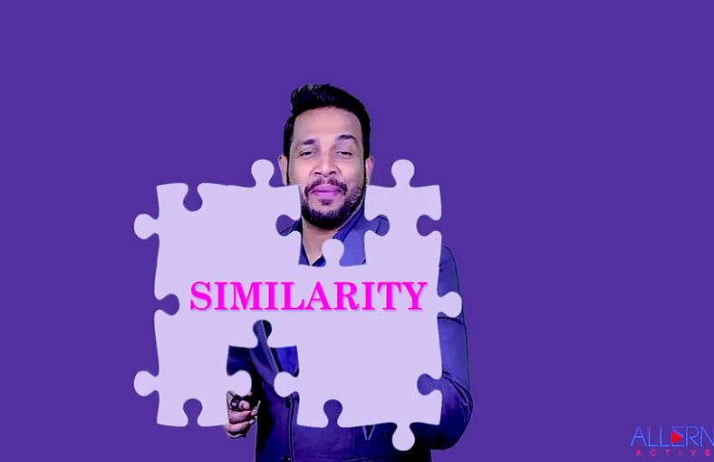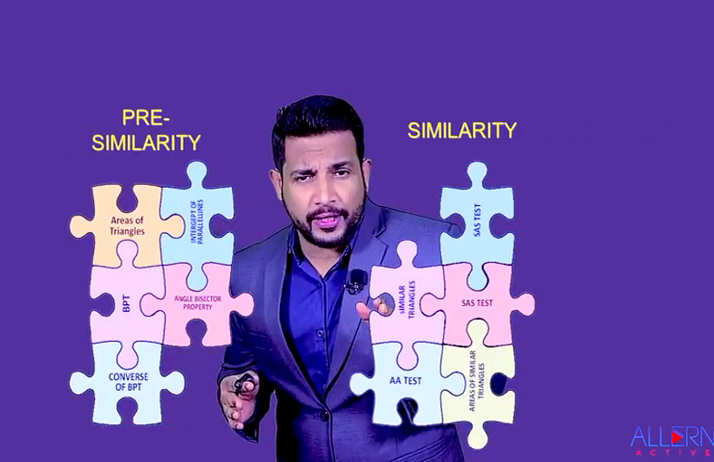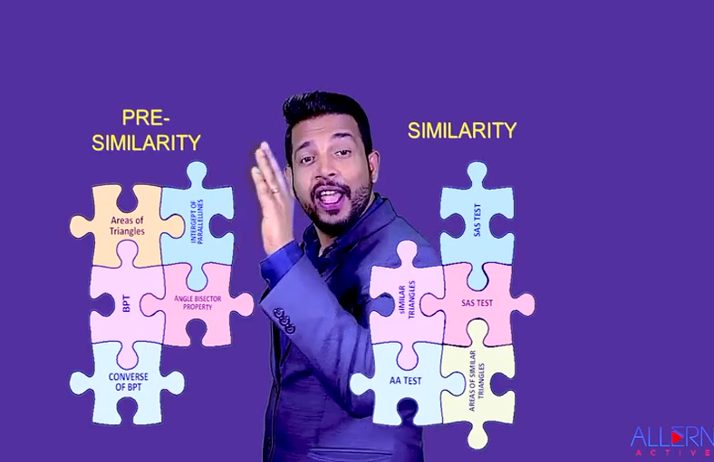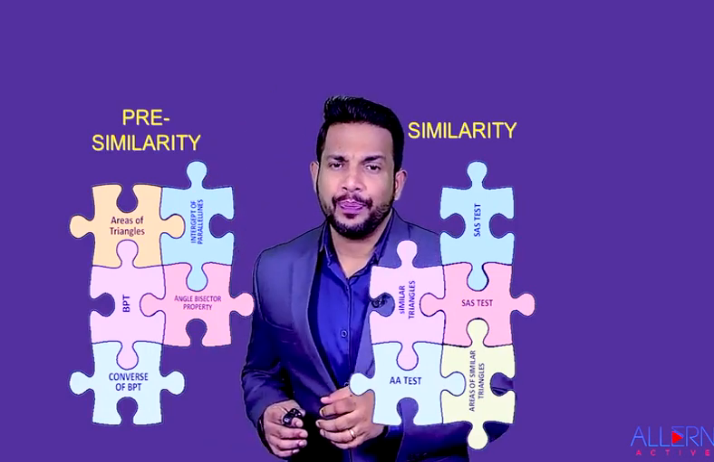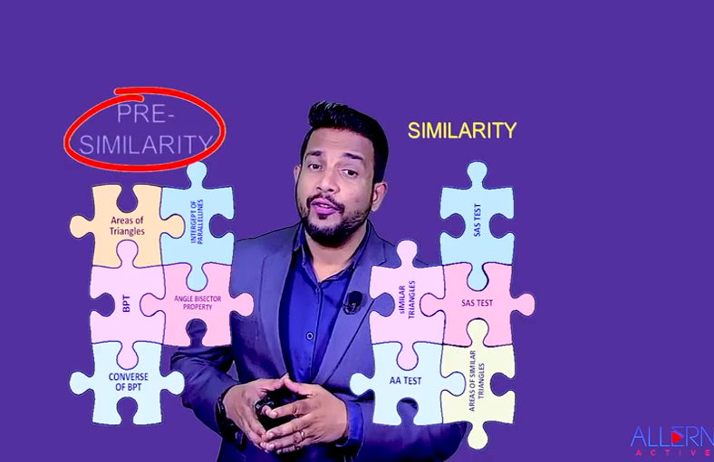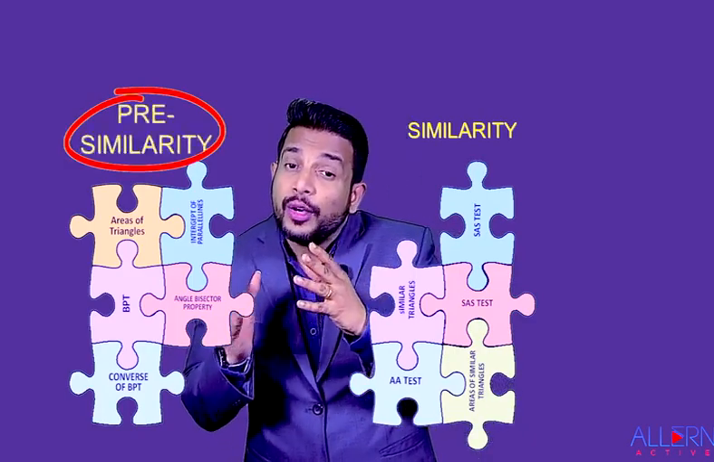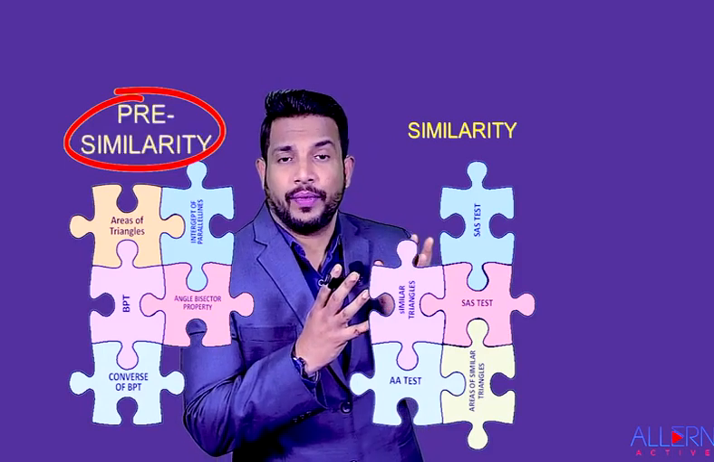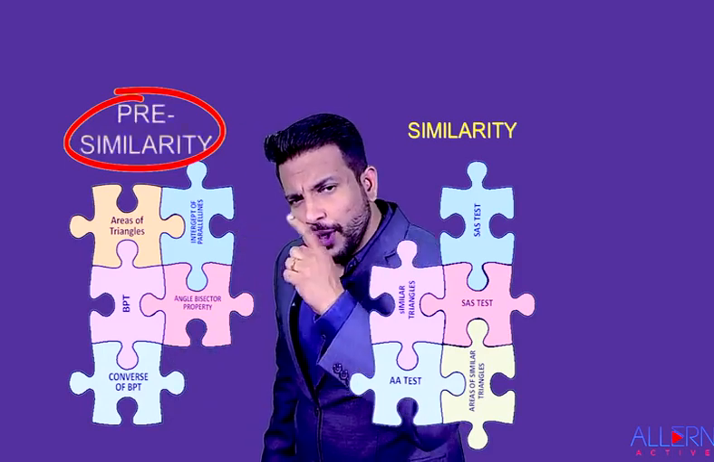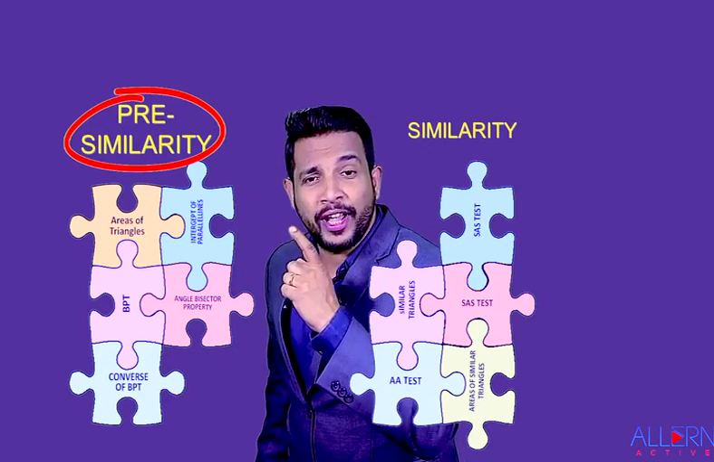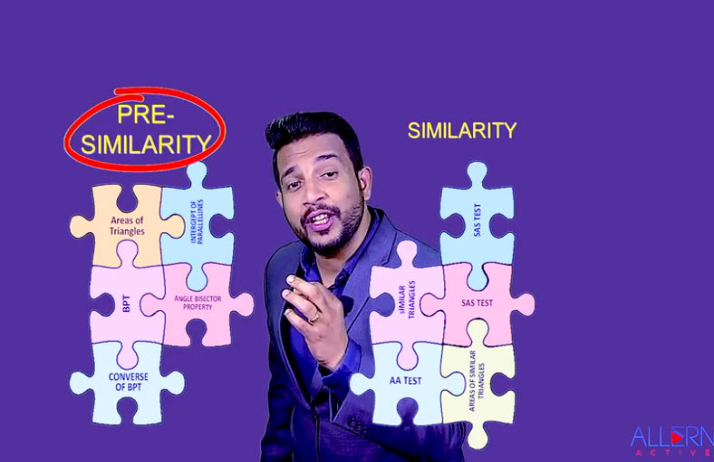The name of the topic is similarity. We are going to learn similarity, broadly classified into two parts: one part being pre-similarity and the other part being similarity. In pre-similarity, we are going to come across certain properties and theorems which will help us to learn similarity better.